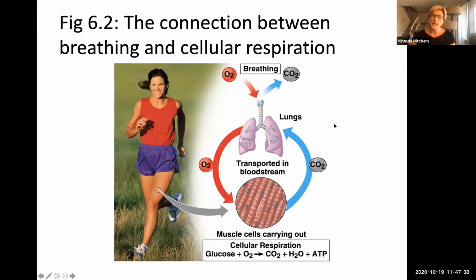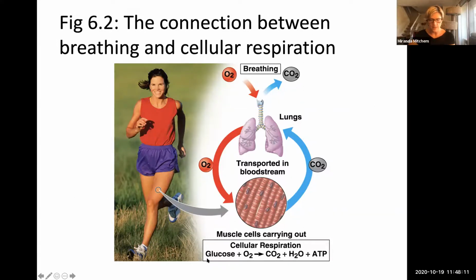So looking at the connection between breathing and cellular respiration, we breathe in molecular oxygen. It goes into our lungs where it is exchanged very well and loaded into our red blood cells that are then pumped through the body to deliver oxygen to every single cell in our body. The red blood cells are able to help some with the exchange of carbon dioxide, which then is taken back to the lungs so that we can breathe it out.